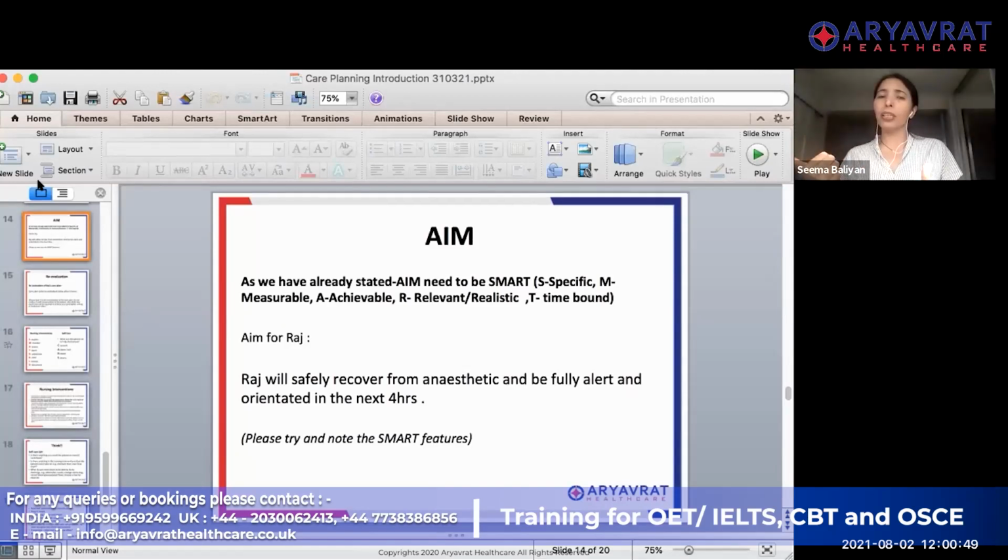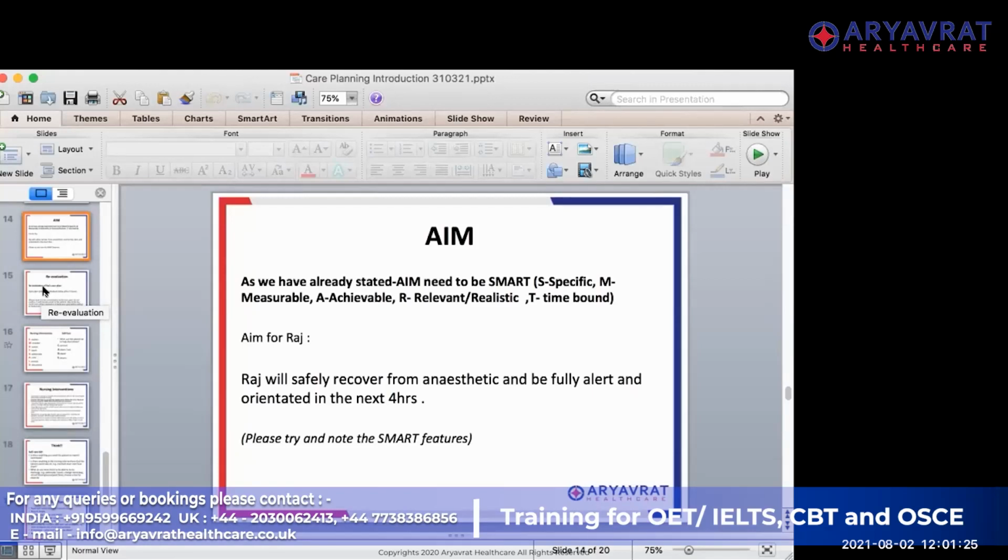So the problem was that he is at risk of aspiration. So we are saying that he will safely recover. Earlier, we knew that he was at risk of aspiration because of his drowsiness. So now we can use the same state, that he is now going to be fully alert. That is going to tell us that he is fully recovered. When he is alert, obviously, then he is not going to be at risk of aspiration. And we give him around 4 hours to do that. So it is a time-bound sort of thing. Everyone with me on this one?